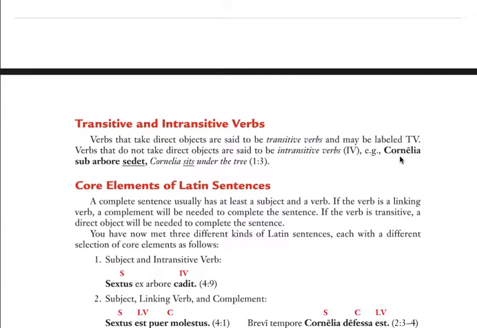If a verb is not followed by a direct object, it's called an intransitive verb, and I can explain that tomorrow. Like in this little sentence right here, Cornelia sub arbore sedet. Cornelia sits under the tree. Sits is not followed by an object. You can't sit something. You can kick something. You can see something, but you can't sit something. You can sit under a tree, but this is not a direct object. Unless this verb is acting directly on that object, then this is not a direct object. This is actually a prepositional phrase here.